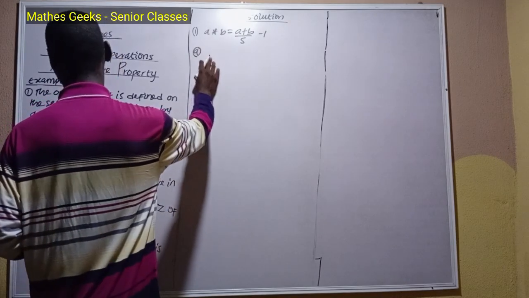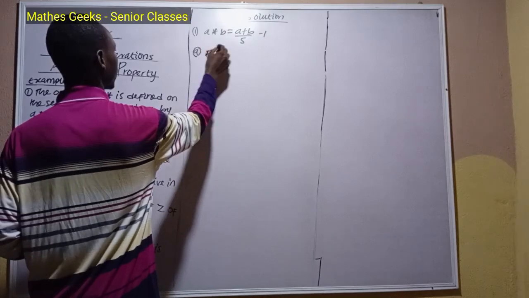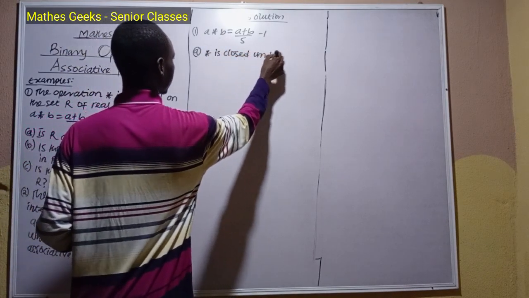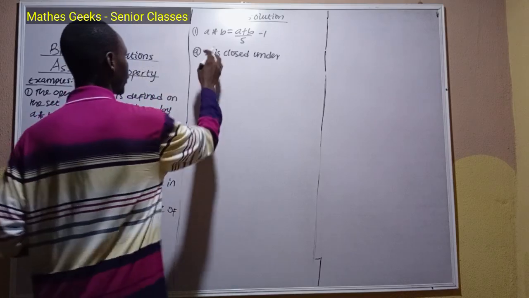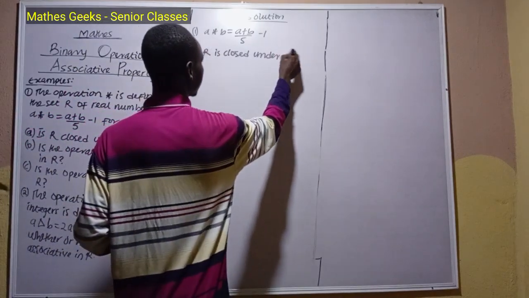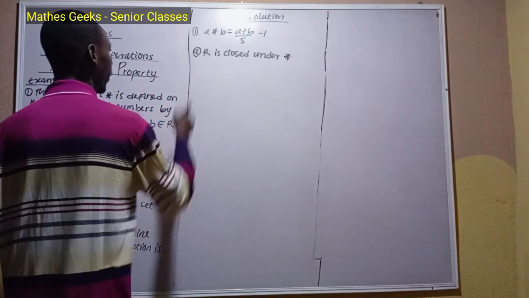Therefore, star is closed. R is closed under star. That's B.